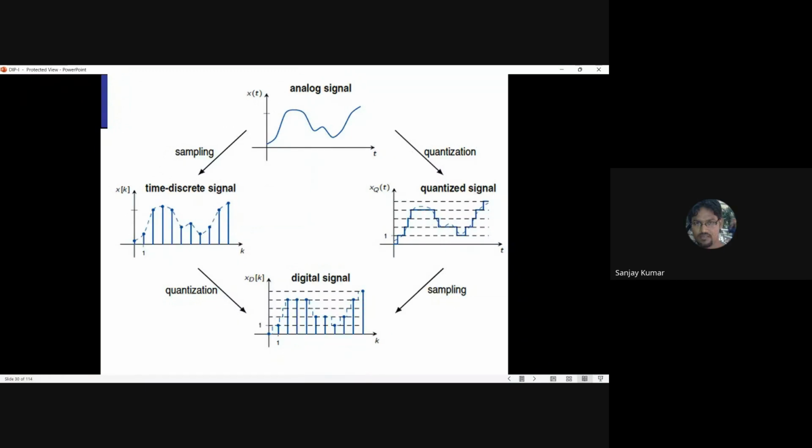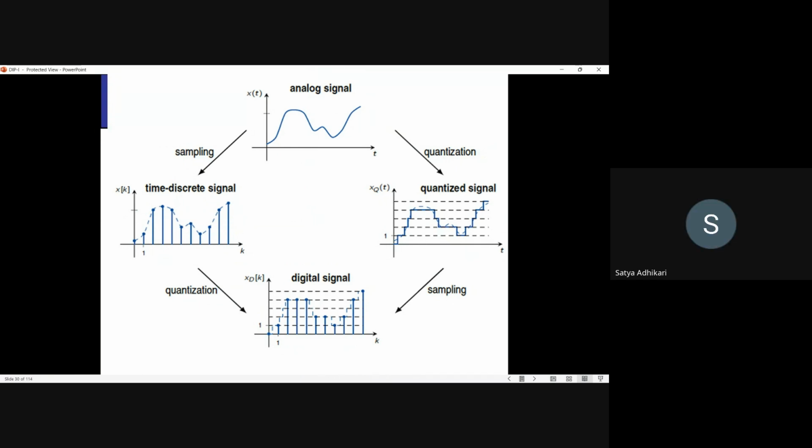Sir, in this pictorial representation of images, what is the difference that is coming? If we are talking about analog signals, what kind of fluctuation is happening in analog? And in the other figures given, what difference is coming in the pixels?